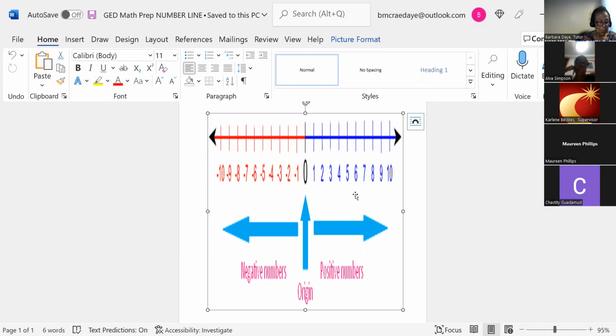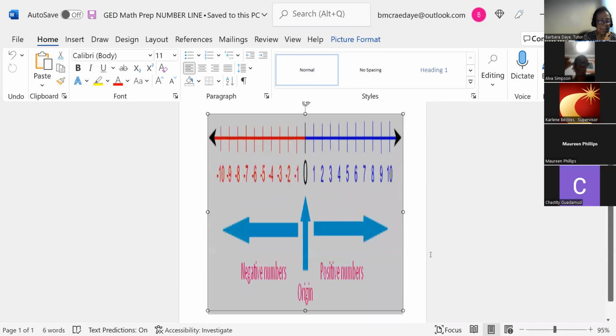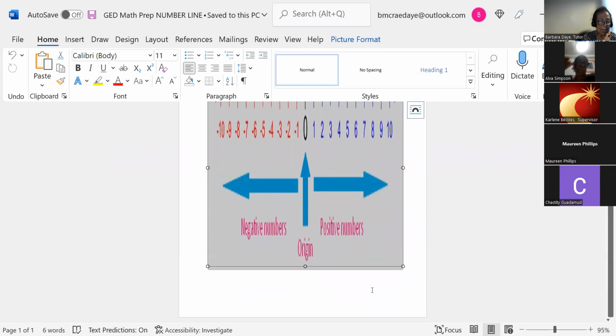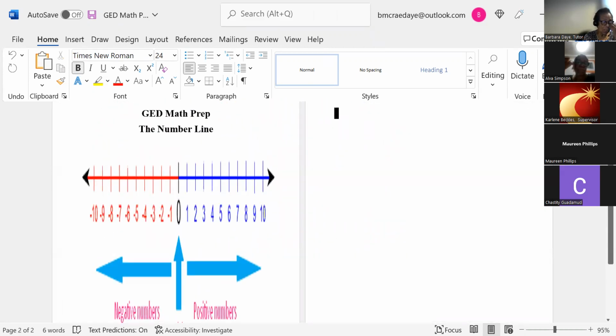Now, I want you to use this number line to add two numbers. Let's take an example. You can still see the number line. Now add a +4 and a -8.